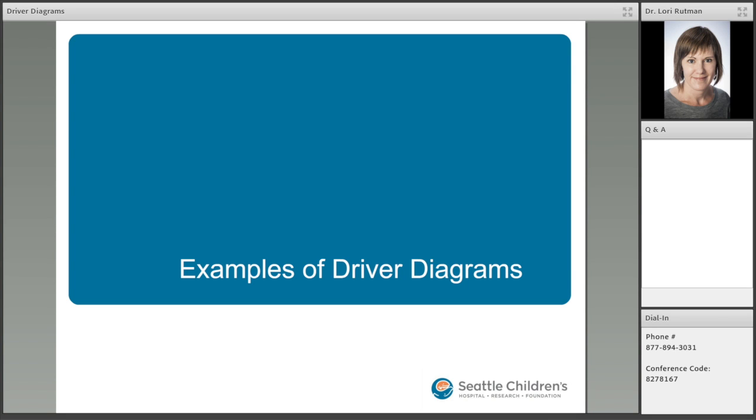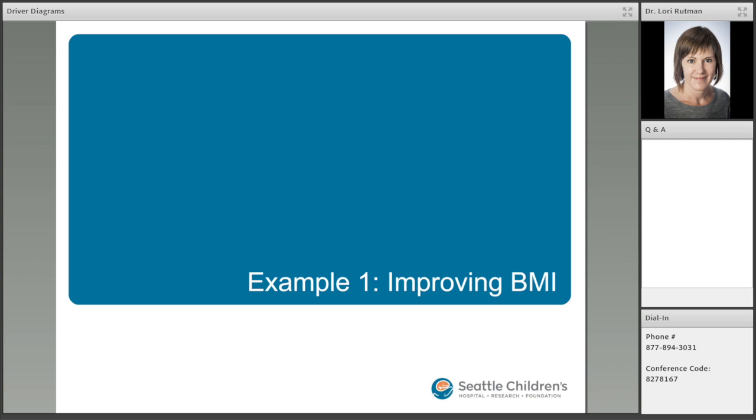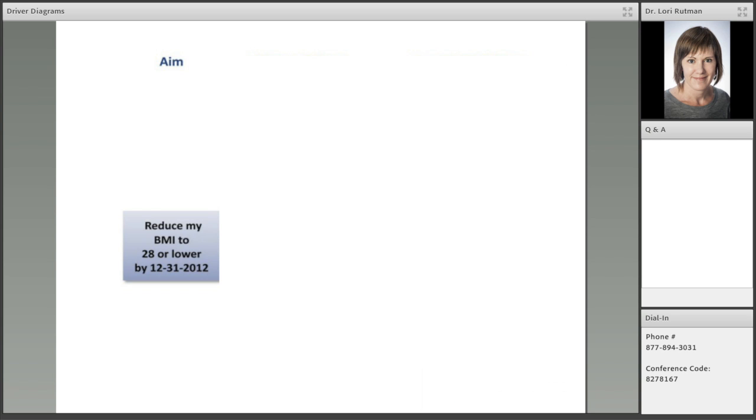So we'll now take a deeper dive into a couple of specific examples of driver diagrams. I hope this next section of the talk will really tie together some of the abstract concepts and get you thinking about how you could apply driver diagrams in your own QI work to improve adolescent immunization rates. The first example is a very simple one from the IHI, or Institute for Healthcare Improvement, on improving body mass index. Okay. So in this example, the aim was to reduce my BMI to 28 or lower by some date. So here it was in 2012.